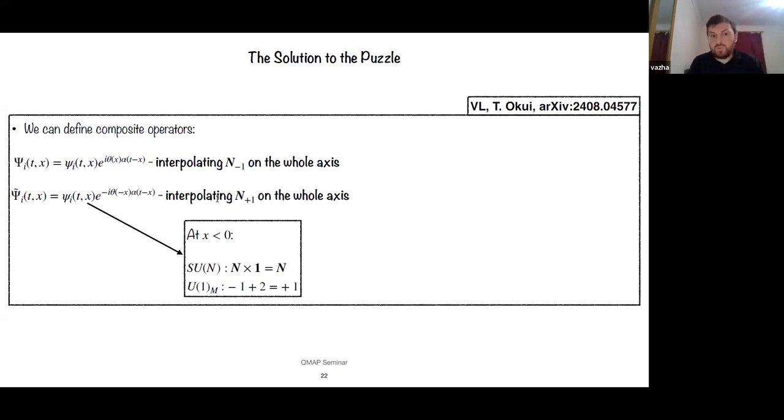This obviously solves the puzzle because you have the needed final state to do scattering, and actually you can show in all of the cases that the S matrix is just the unit matrix and the transition happens with 100% probability.